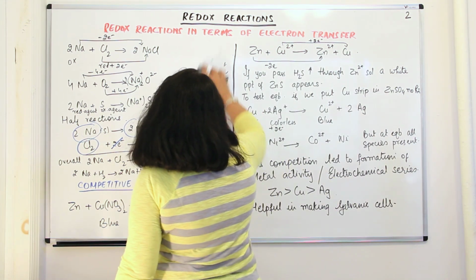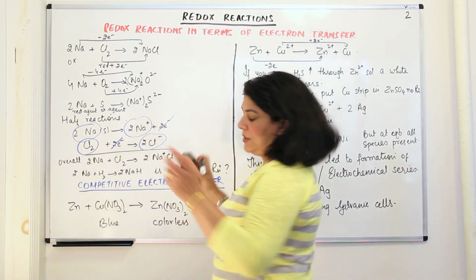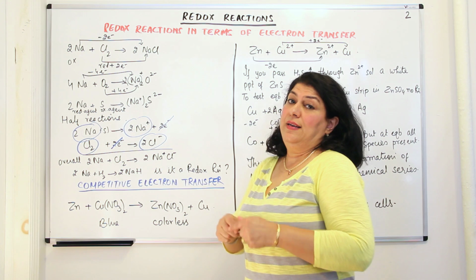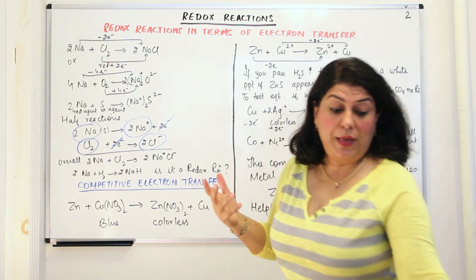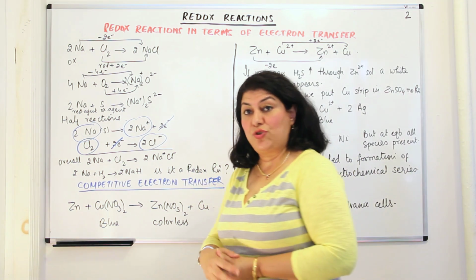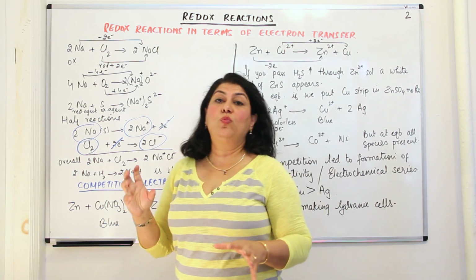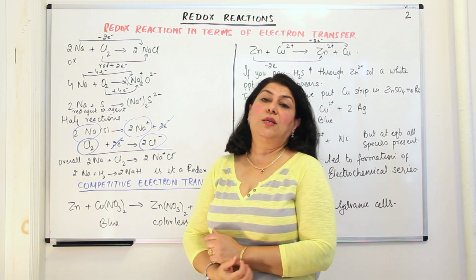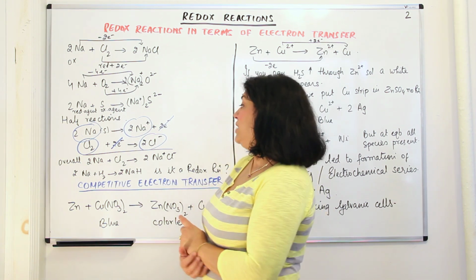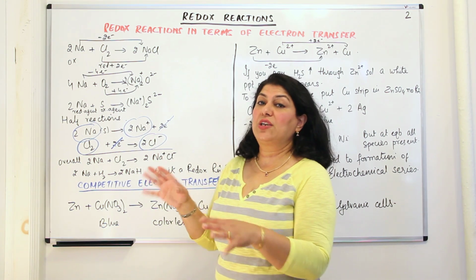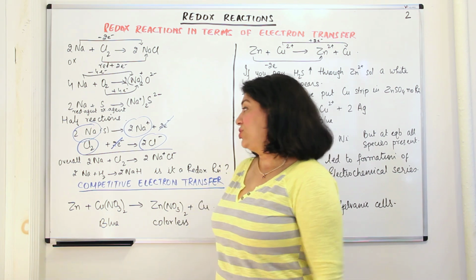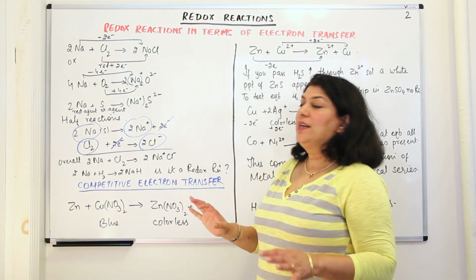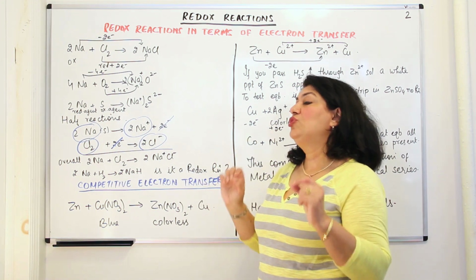So having understood this, we've just understood that you can define reactions as redox reactions in terms of electrons. Then we understood how you define oxidation, how you define reduction, what is an oxidizing agent, what is a reducing agent, how we can write two half reactions, and how the sum of these half reactions forms the overall reaction. Having understood this, now we need to know just one more thing.